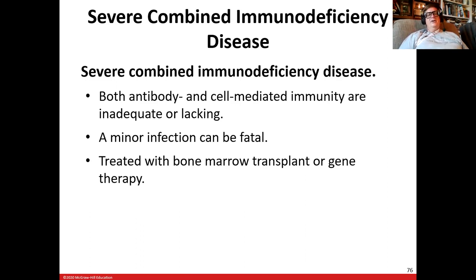So severe combined immunodeficiency, you have humoral immunity or cell-mediated immunity, either one or both. I should say, both of them are not working properly. They could be less than normal, or they could just be gone. In that case, even a little infection can knock you out, kill you. The way they treat that is either a bone marrow transplant or gene therapy. These are the people who, before we had those treatments, would live their lives in a bubble.